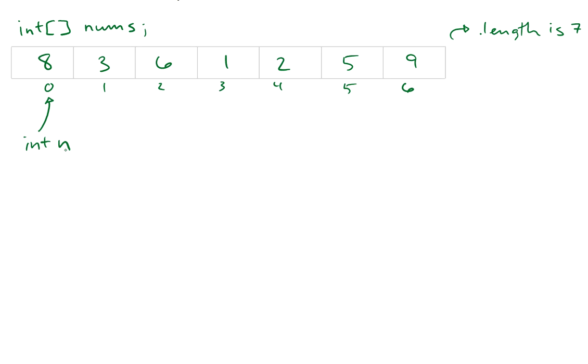And the other thing that I'm going to need is some kind of an integer that allows me to temporarily keep track of one of the values that's in the array. So I'm going to create another one, int, and I'll call it temp.